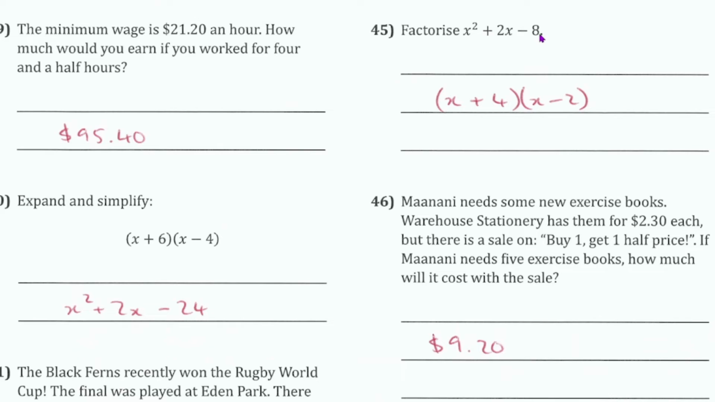We've got minus 1 and 8. You've got minus 8 and 1. You've got minus 2 and 4, and minus 4 and 2. And those are our only options. So the question is, which of those combinations of numbers adds to make positive 2? The answer is positive 4 and minus 2. So that's what we write down.